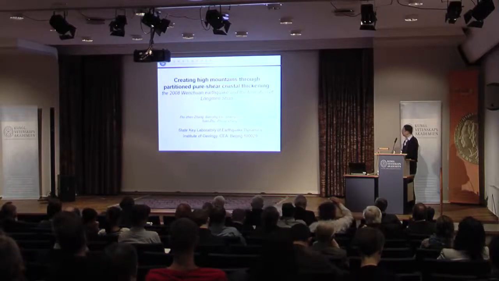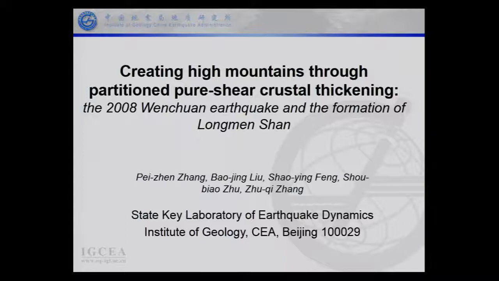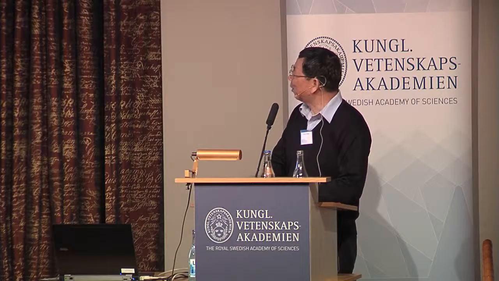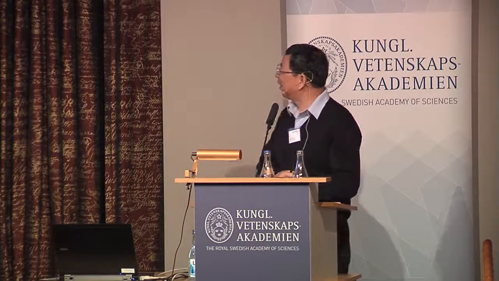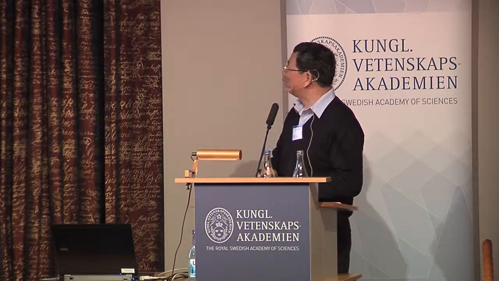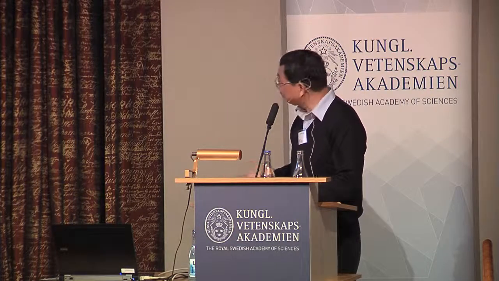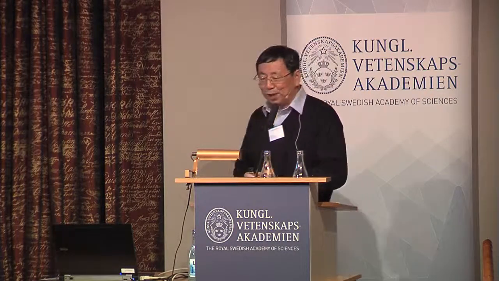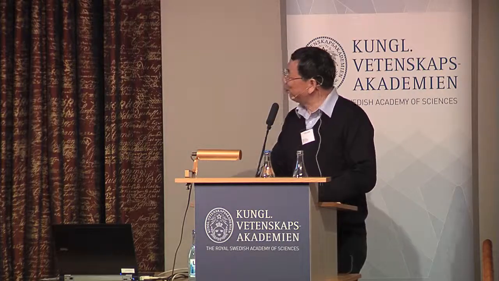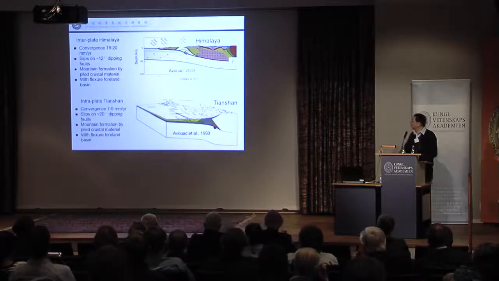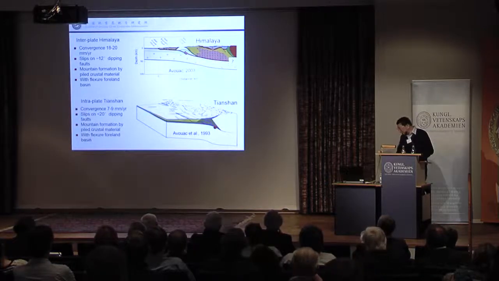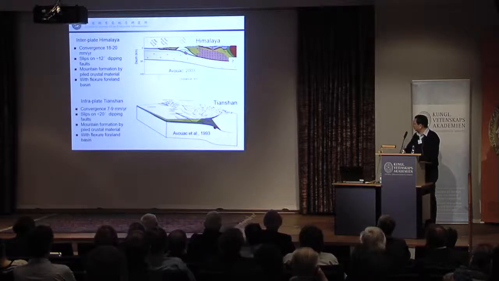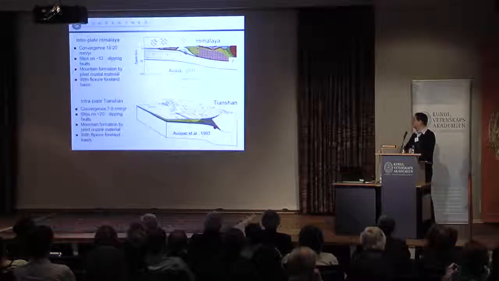The title of my presentation, with a slight change, is Creating High Mountains through Partitioned Pure Shear Crustal Thickening. I'll use the 2008 Wenchuan earthquake as an example to show the formation of the Longmen Shan. We all know most of the mountain ranges in the world result from horizontal contraction by convergence of the tectonic plates.